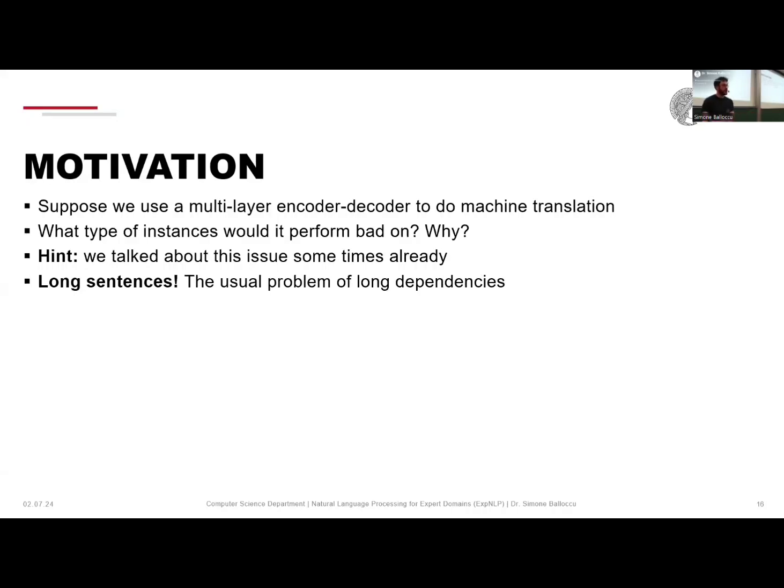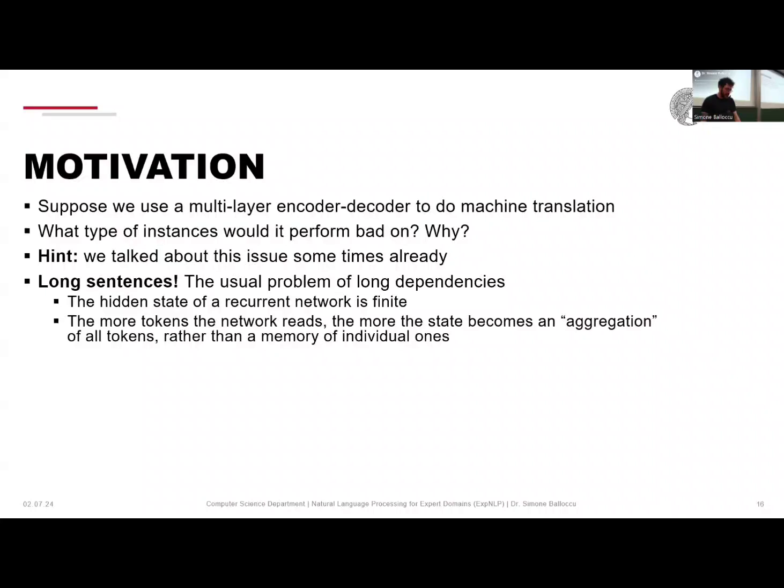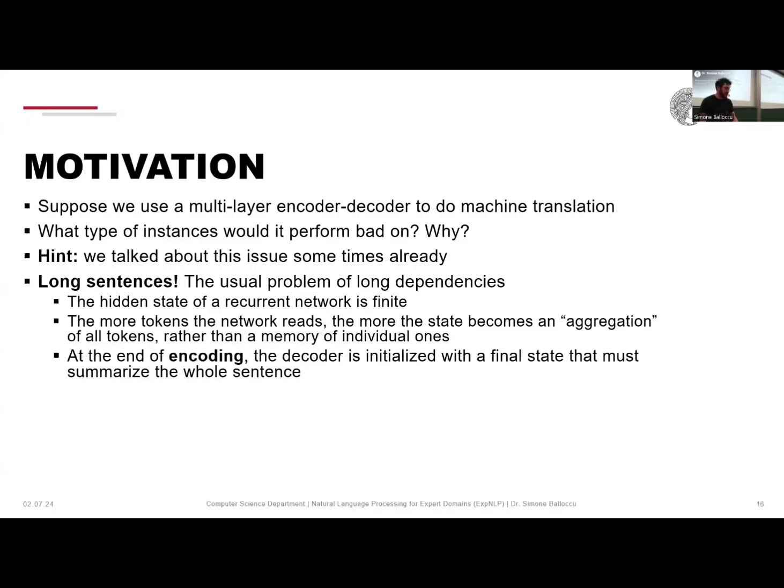So the usual problem of long dependencies. If I need to translate 300 words and word 297 needs some information from word 50, word 15, word 100, whatever, it's a problem because the hidden state of an RNN is still finite. It doesn't matter if it's two RNNs and we call it an encoder-decoder. The more tokens you read, the more these states become some kind of aggregation rather than memorizing individual tokens. So at the end, the decoder initializes with this final state, we saw it before, and that state must summarize the whole sentence, but it's quite hard.